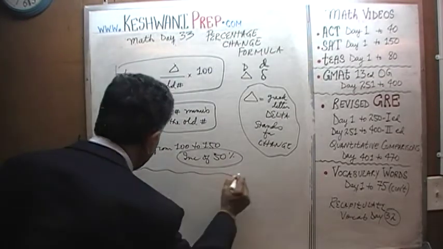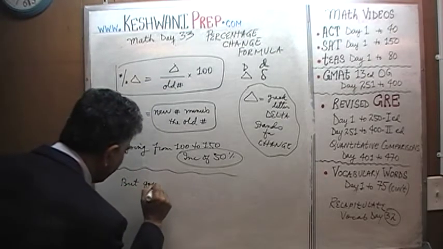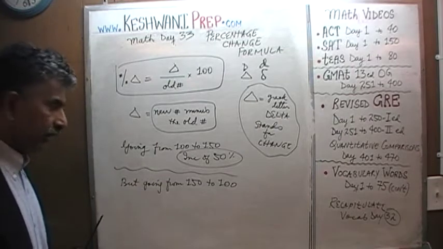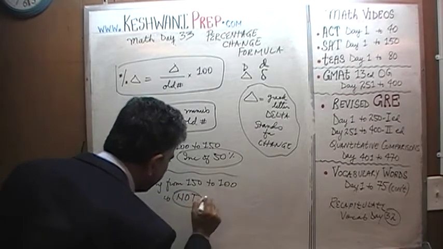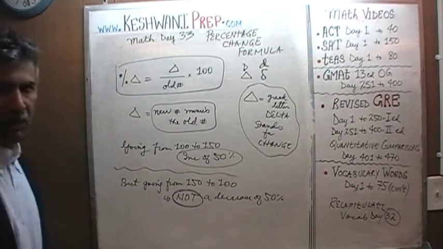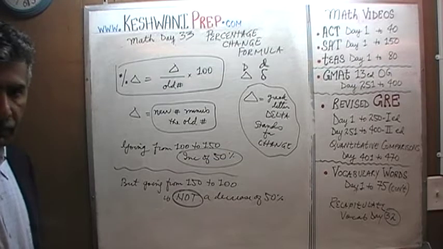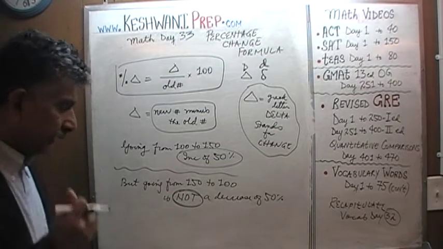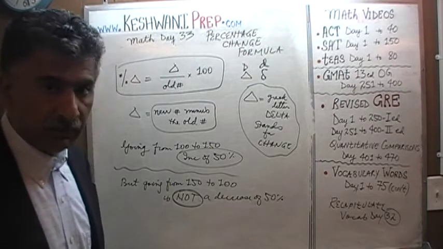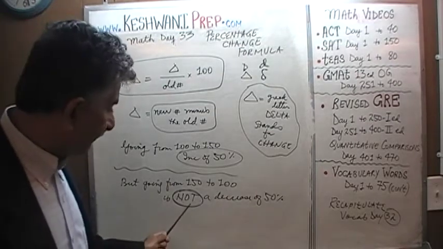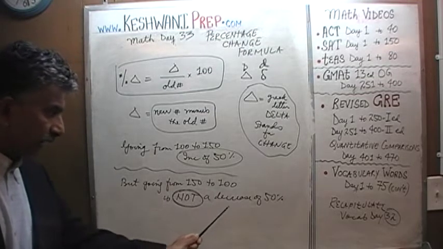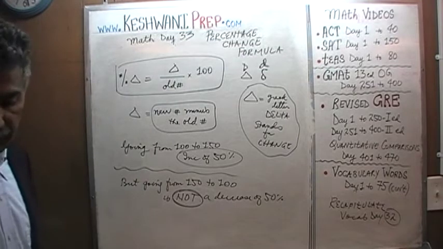But what happens if we go from 150 to 100? It is not a decrease of 50%. How much is it going from 150 to 100? If we had 150 people in the room, and 50 people left the room, and now we have 100 people, that is not a drop of 50%. Going from 100 to 150 is an increase of 50%, but going from 150 to 100 is not a drop of 50%. Well, then how much is it? This formula is going to give us the answer.